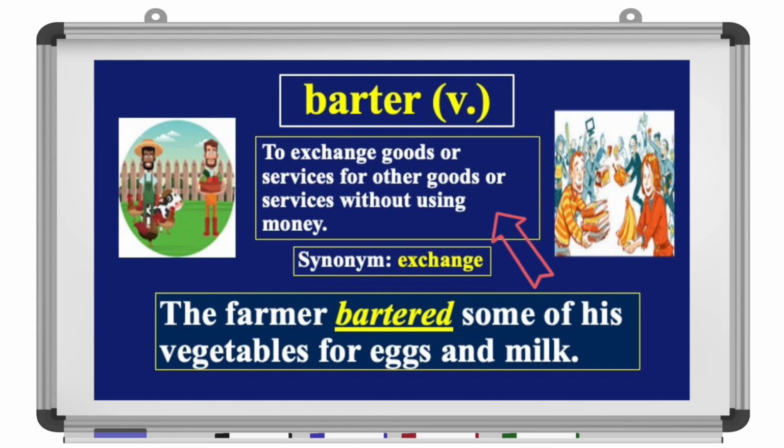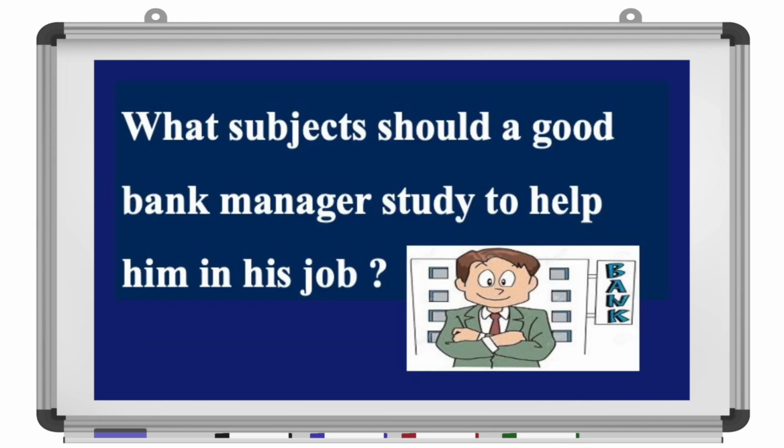We have a different word for it, exchange. It has the same meaning, but a different word. For example, if you look at the image on the left, the farmer bartered some of his vegetables for eggs and milk. They exchanged goods. Now, what about the subjects? What should bank managers study to help them in their job?